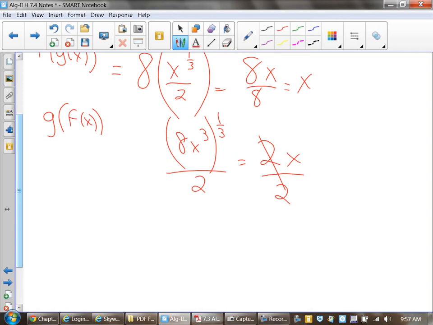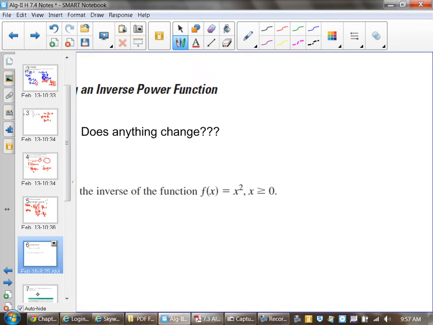Now, are most of these problems going to be based on verifying if they are inverses, or are there going to be some that aren't inverses? Yeah, I'm getting to that. It'll look like this.